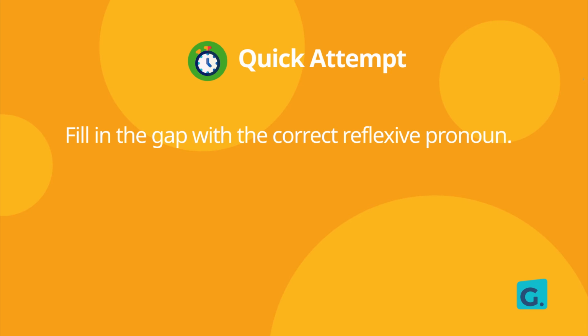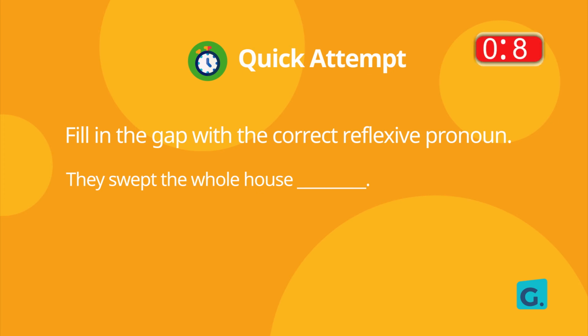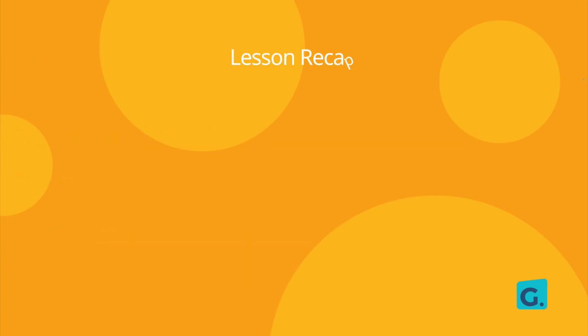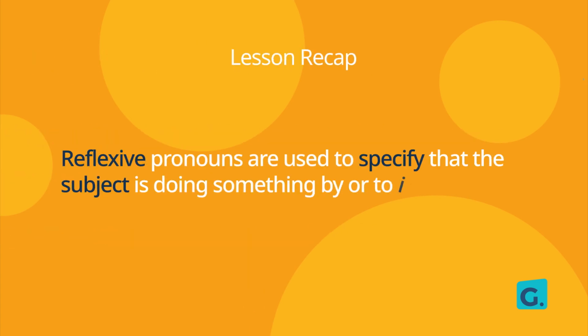Let's do a quick task together. Fill in the gap with the correct reflexive pronoun. They swept the whole house, dash. Great job! They swept the whole house themselves. Remember, reflexive pronouns are used to specify that the subject is doing something by or to itself.